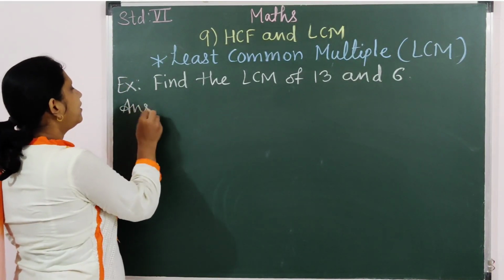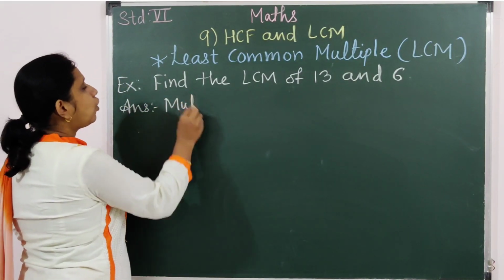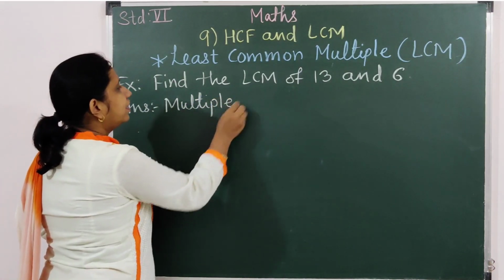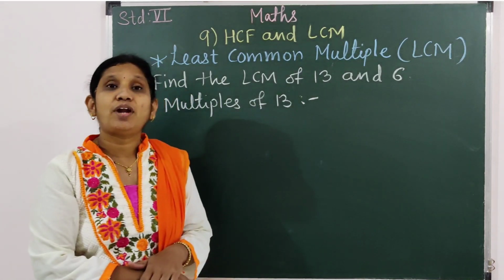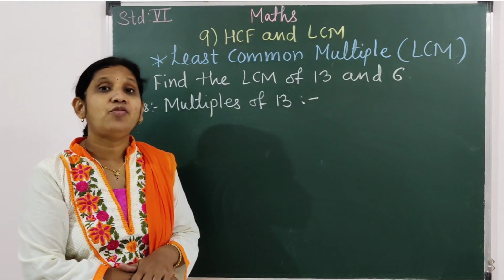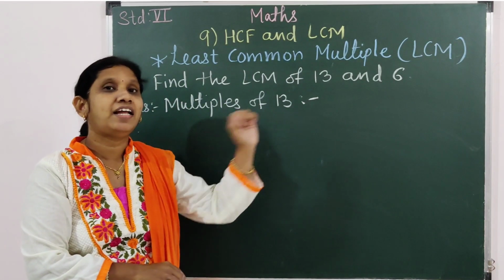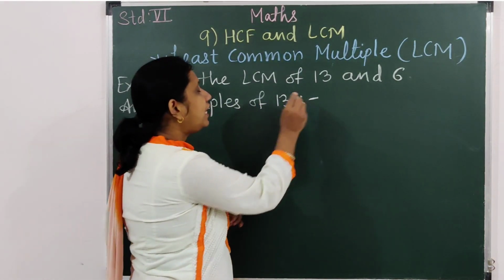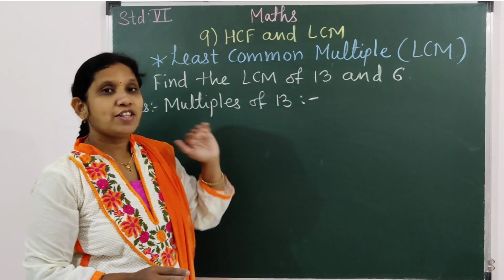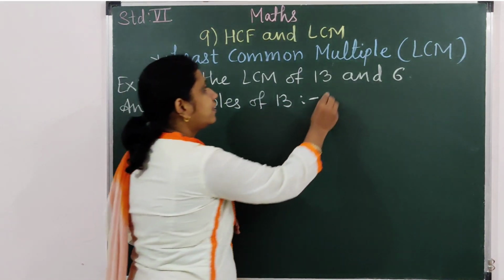See the answer, multiples of 13. In HCF we used to write factors. It means in which all tables the number is there, those factors we used to write. Now multiple means what? In this table, which all multiples are there?